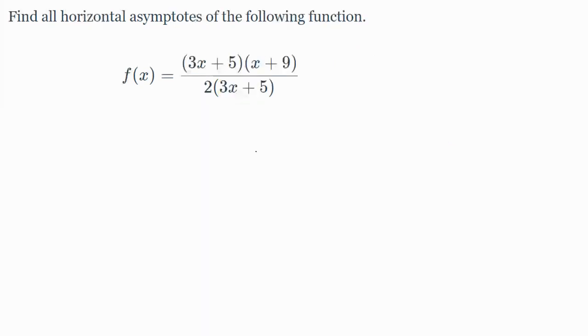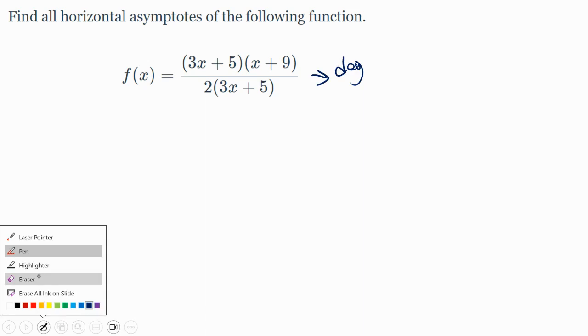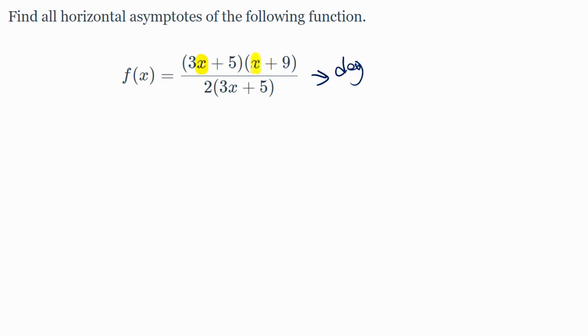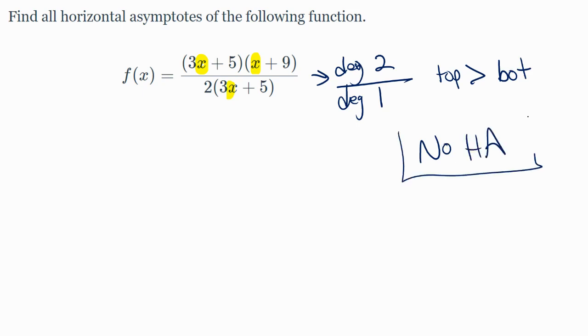Now in this example, we have another factored rational function, and so our job is to figure out what the degree of the top and bottom are. So the degree of the top can be quickly found by counting the amount of x's I have. So I have 1x, 2x on the top, which means my degree of the top is 2. Divided by, on the bottom, I just have 1x, and so that'll tell me that the degree of the bottom is just 1. So we just discovered the top degree is bigger than the bottom degree. And so the instance when the top is bigger than the bottom is that there is no horizontal asymptote. So our answer is that there is no horizontal asymptote.